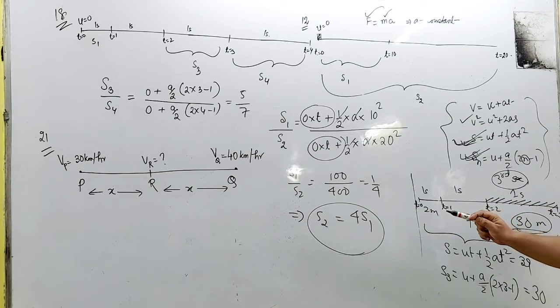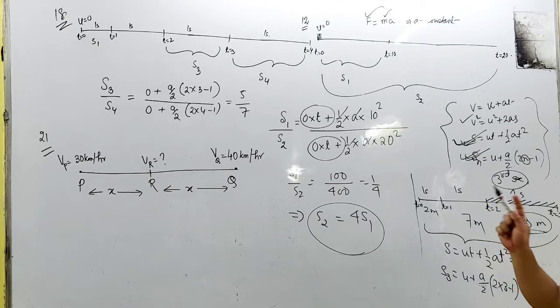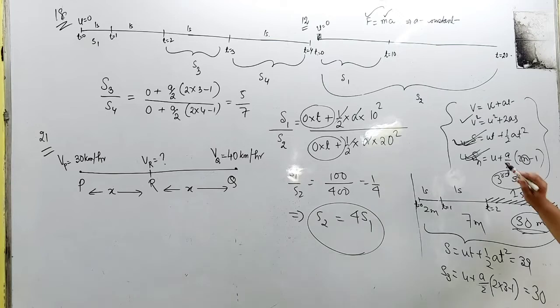Time period? Distance period? Yes, distance is given, meaning midpoint. You have to develop a knowledge that if R is the midpoint, then the distance between PR and RQ must be equal. Next, the initial velocity is given.